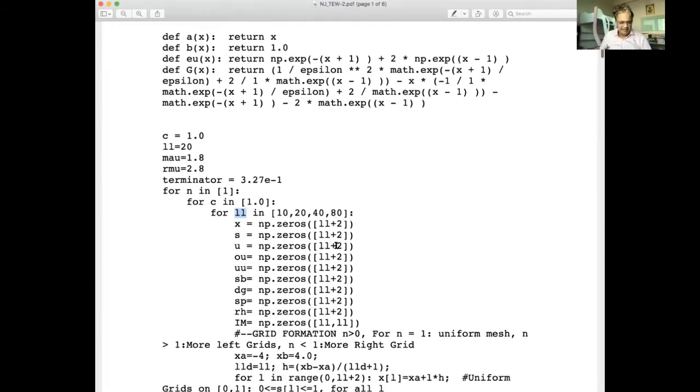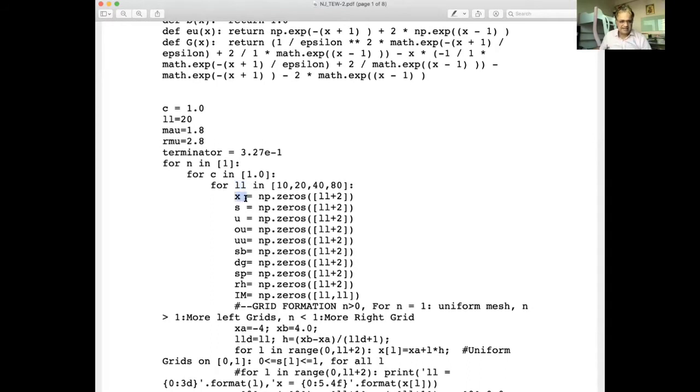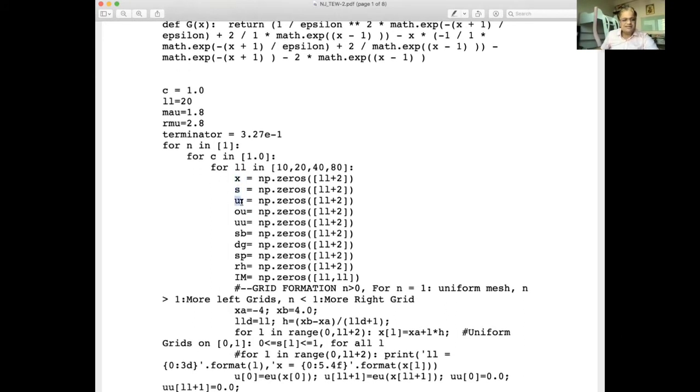Now I have defined x as np dot zeros. x is a vector which consists of LL plus 2 entries, something like x0, x1, x2, up to x LL plus 1, each of which initially has the value 0. This is used for the grid. s is also used for the grid. u is the solution which I am going to calculate, and here I have taken the initial solution as 0.